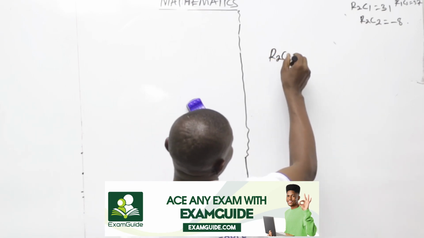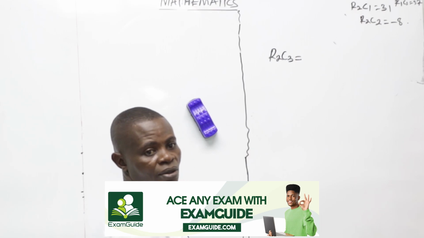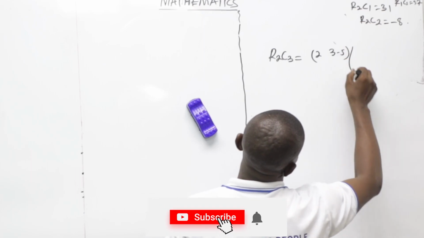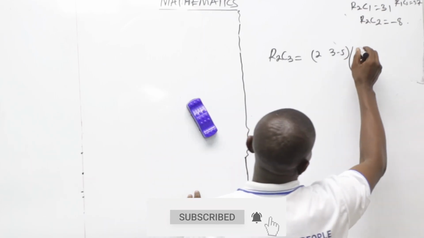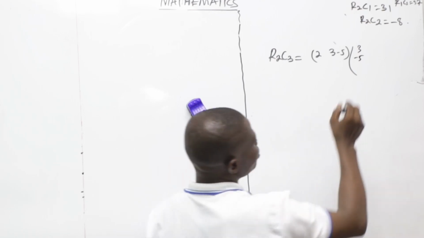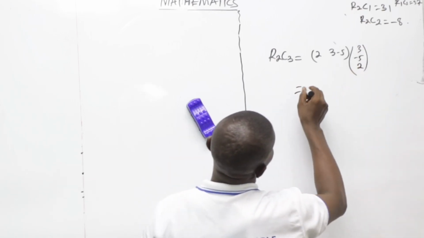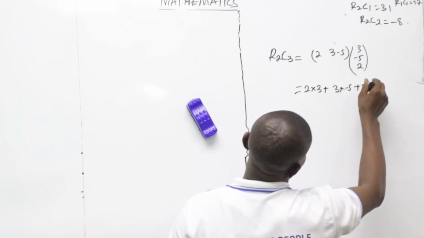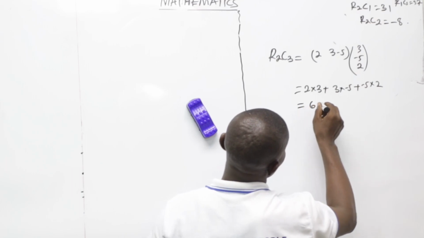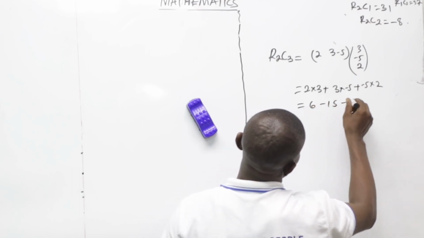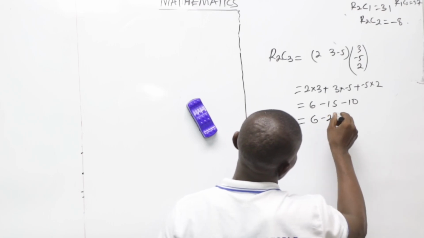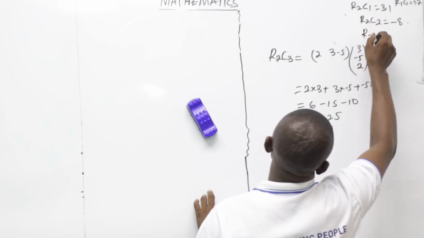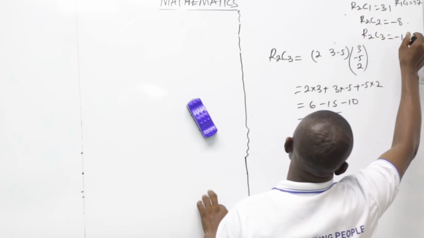Row 2, column 3 equals row 2 of A, which is 2, 3, minus 5, into column 3 of B, which is 3, minus 5 and 2. This will give us 2 times 3 plus 3 times minus 5 plus minus 5 times 2, to give us 6 minus 15 minus 10, to give us 6 minus 25, to give us minus 19. So row 2, column 3 equals minus 19.